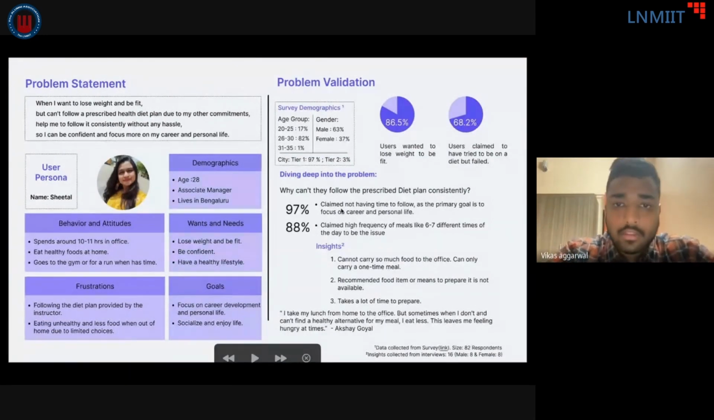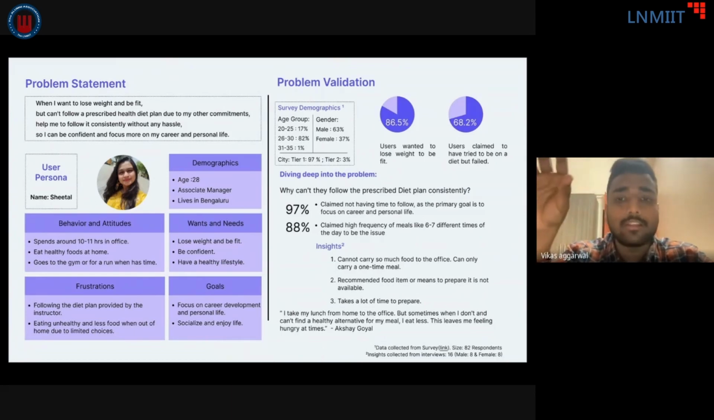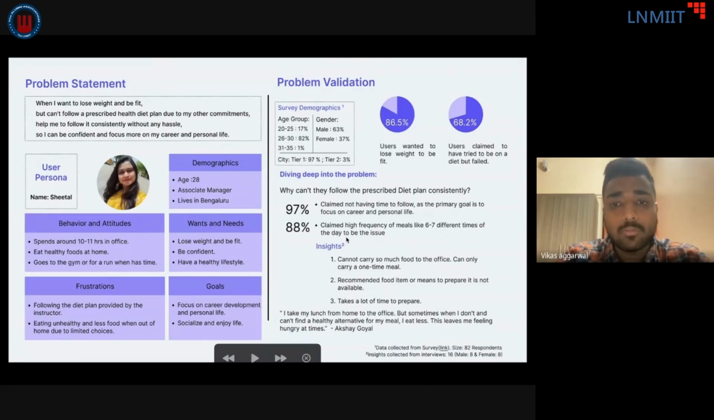Okay. Now we have to deep dive into the problem. So 97% claim not having time to follow, as their primary goal is to focus on the career and the personal life. So they are saying their primary goal of their life is to focus on their career and personal life. That's why they are not able to follow their diet. And 88% of the people claim the high frequency of meals, like 6 to 7 different times of the day, to be an issue. So this is the issue that you can see on the screen.